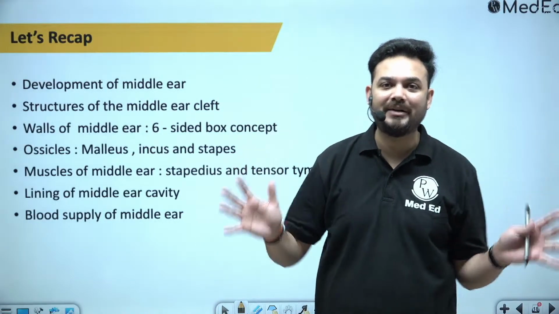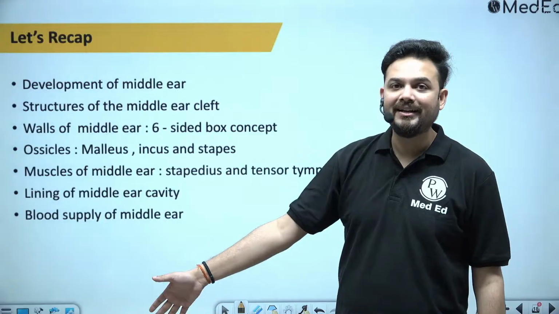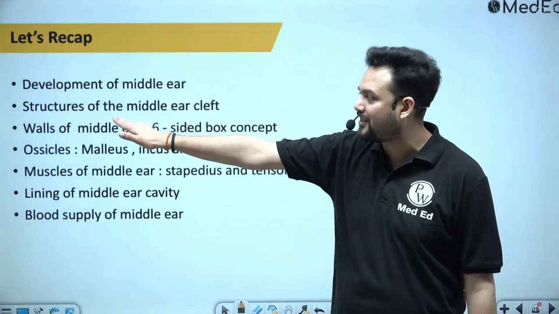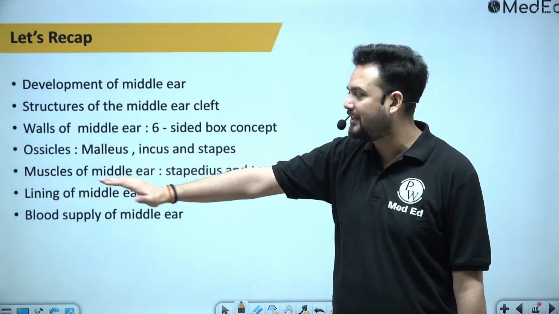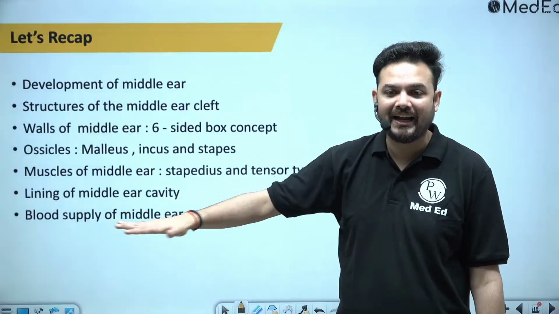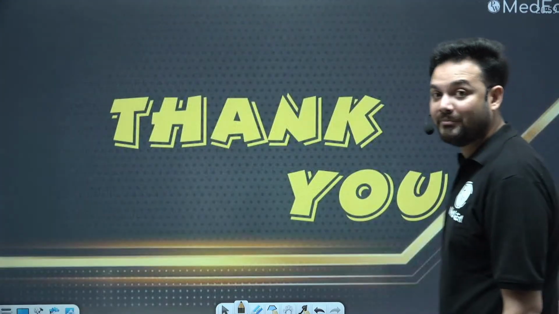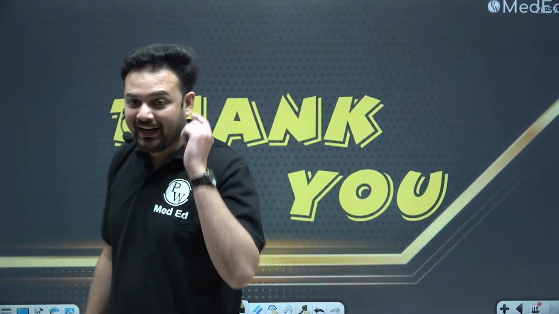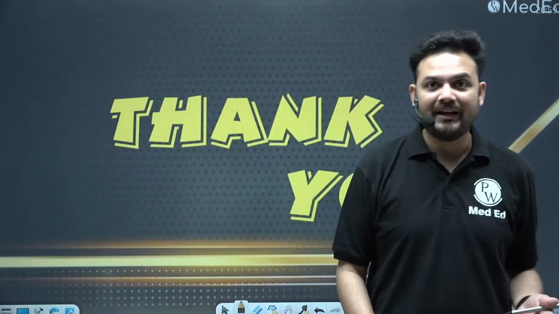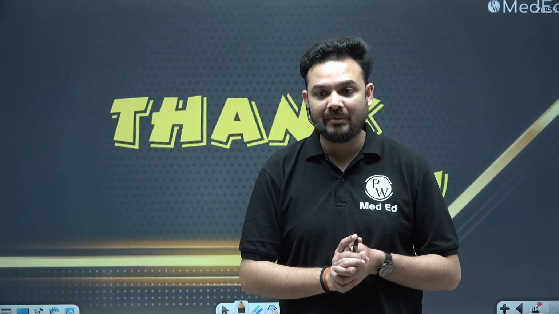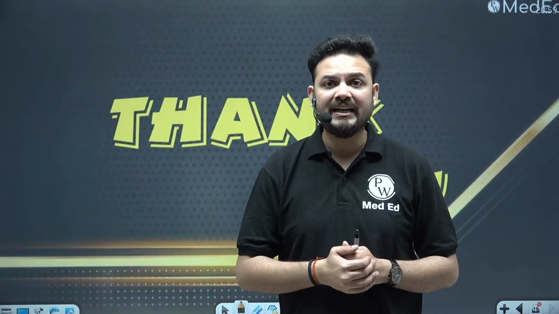I hope that you guys have understood all the detail of the middle ear. So this is what we have read. We have gone from the development, we have gone into the structures, the walls, the ossicles, the muscles, the lining, the blood supply, and that finishes our whole chapter on the middle ear. Huge chapter, and I hope that you guys have understood what has been taught to you, and my efforts were to create a concept about what the middle ear is.